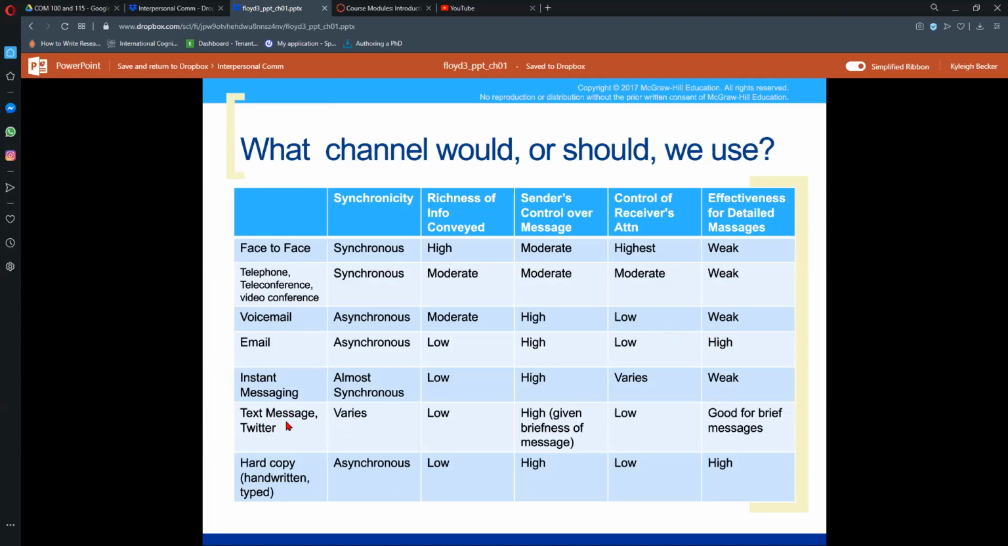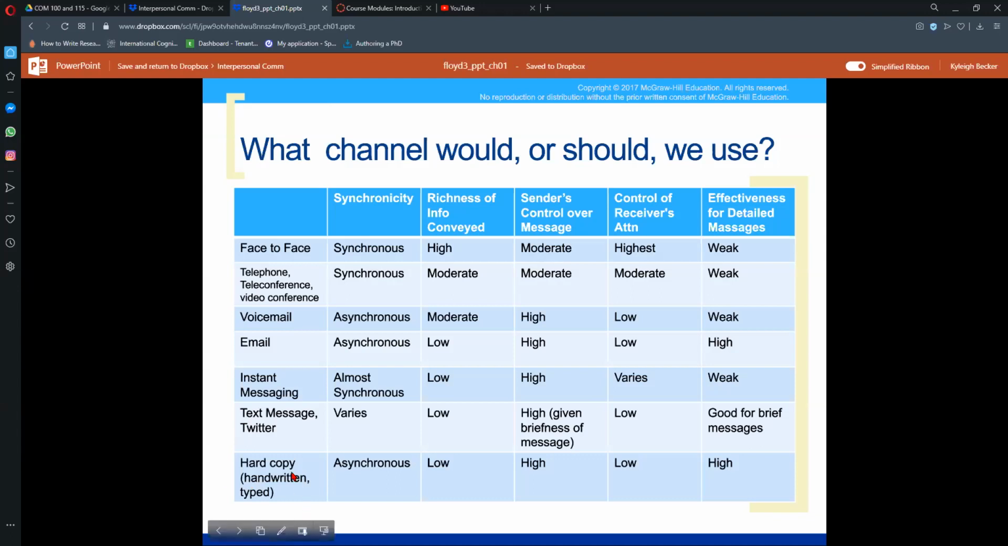Text message, Twitter, the synchronicity of it can vary, because some people might not check their text messages all day till the end of the day, and some people always have their phone on them. But it tends to be very good for brief messages. So if you're just saying, hey, what's up? It's probably better to text someone that than have to call them every time or show up at their house to ask.